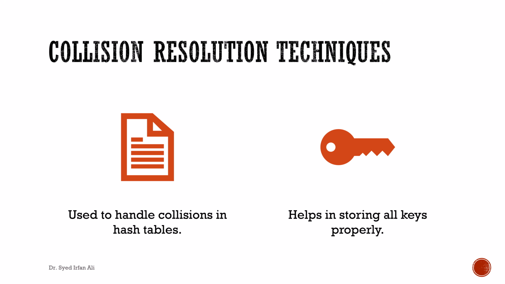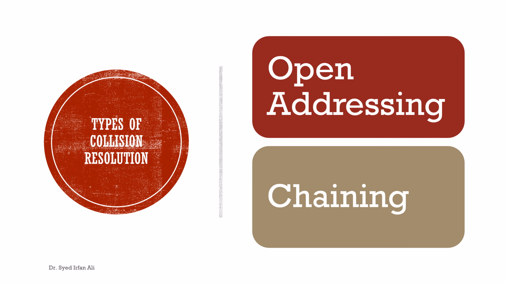To handle collisions, we use collision resolution techniques. These techniques help us to store all keys properly, even when collisions occur. Without collision resolution, hashing will not work correctly. There are two main methods used to resolve collisions. The two main collision resolution techniques are, first is open addressing and second is chaining. Let us understand both of them one by one.